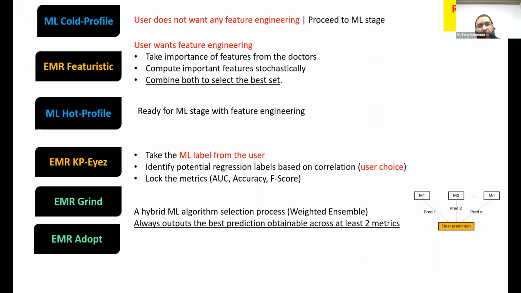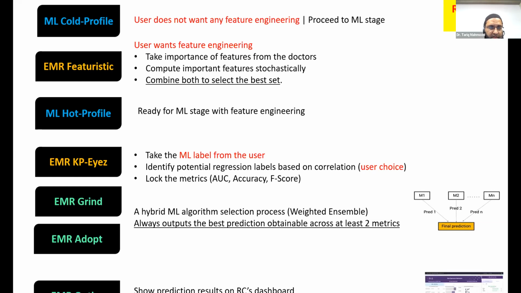So what we do is that we have designed a hybrid machine learning algorithm process, using the ensemble approach, in fact a weighted ensemble approach, which is quite famous these days. We have designed one such approach, using which we are always able to output the best prediction obtainable across at least 2 metrics that we are looking at. We don't use 3, because that will be too tight. Even 1 could work, but we try to optimize over 2. For example, either AUC or accuracy, or accuracy or F score, etcetera. This is a completely automated part, and the user has nothing to do with it. So this is bound to remove the bias of the user.